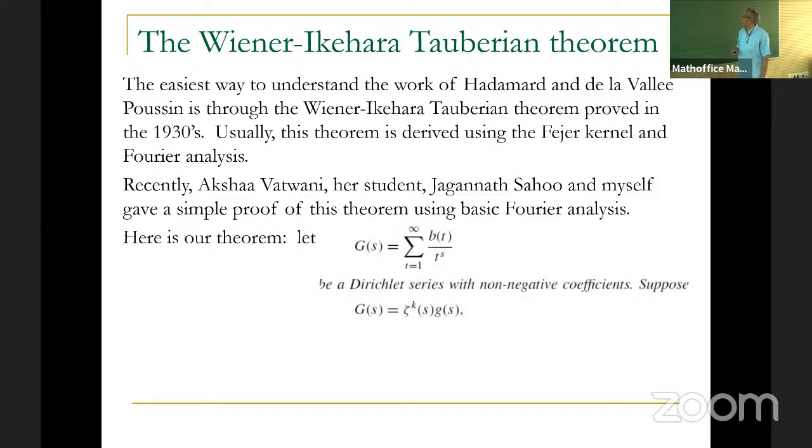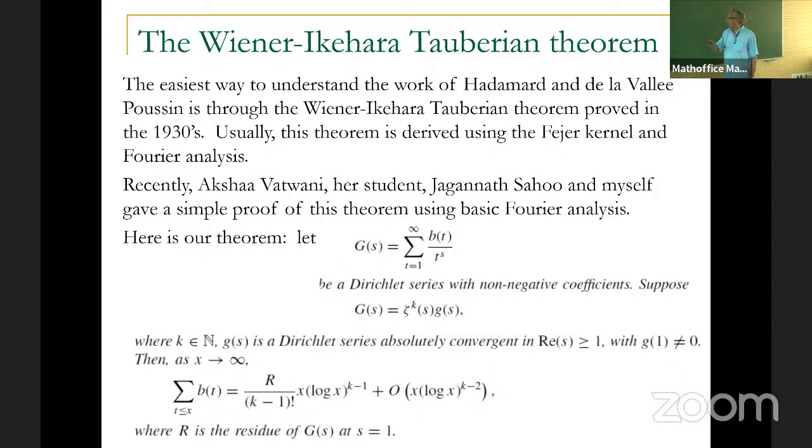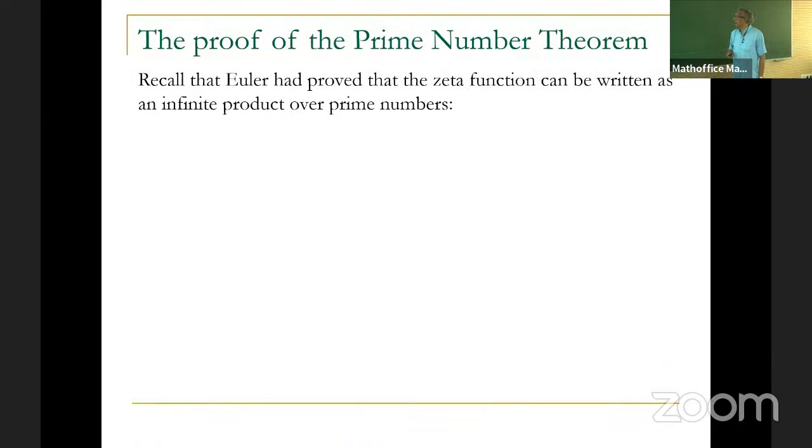So here's our theorem. Let the sum of b(t) over t to the s be a Dirichlet series with non-negative coefficients, and suppose you can factor out a zeta function, so that it equals zeta(s) times g(s), where g(s) is now a Dirichlet series absolutely convergent for real s bigger than or equal to 1 and not 0 there. Then you can immediately derive an asymptotic formula for the summatory function, the sum of b(t) for t less than x. Now, how do you apply that theorem in our context, the proof of the prime number theorem?